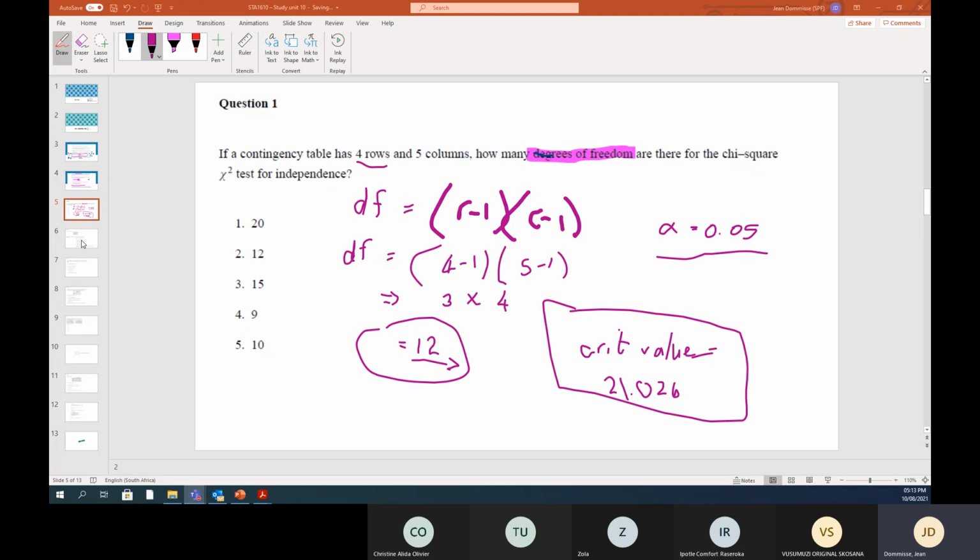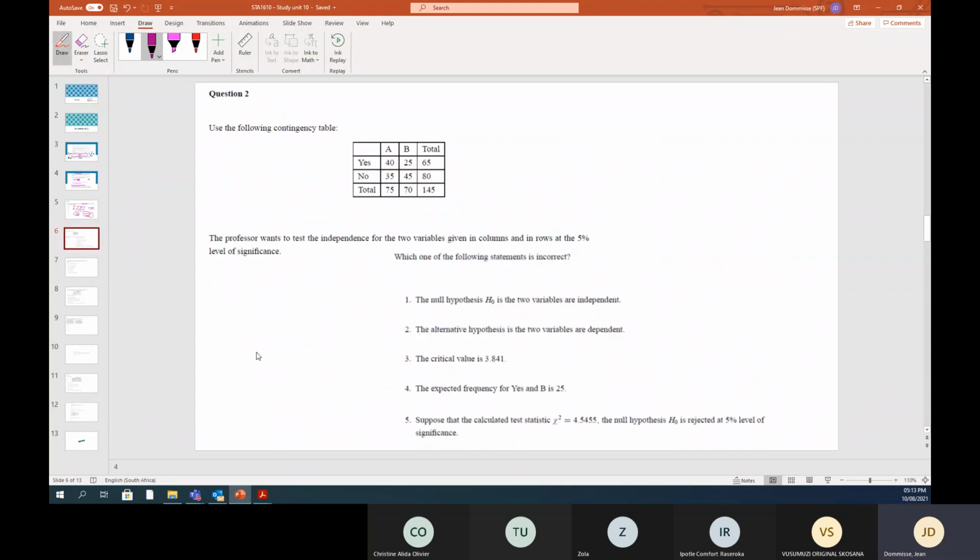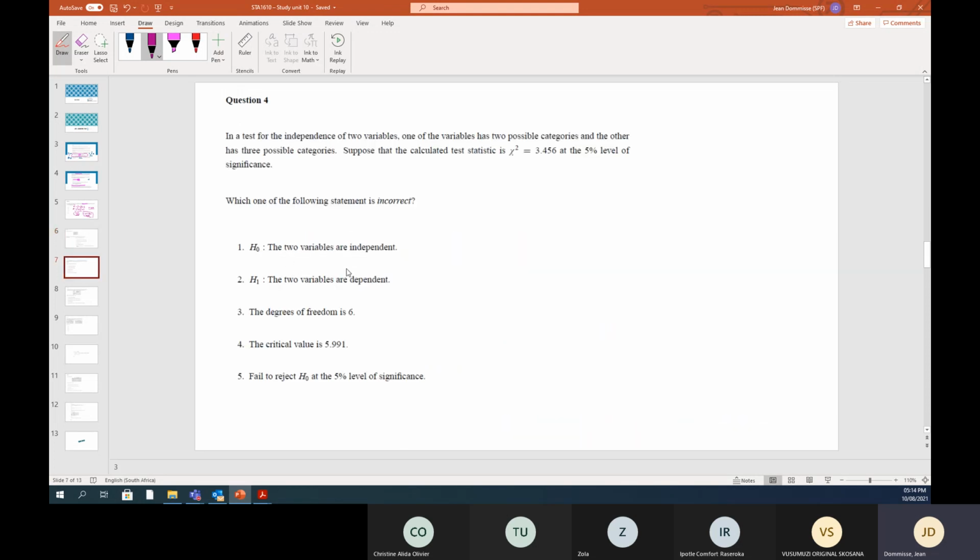Okay, so let's go to the next question. Question 2. So in question 2, we've got the table. In the set of questions, they talk about the null hypothesis, they talk about the alternative hypothesis. They don't ask us or give us anything around the degrees of freedom. Then critical value, sometimes they can throw in an expected value and then the calculated test statistic. So I just want to roll through a few of these.